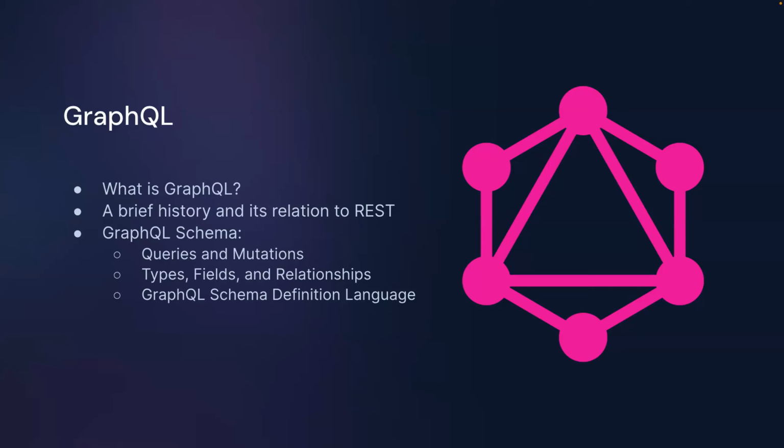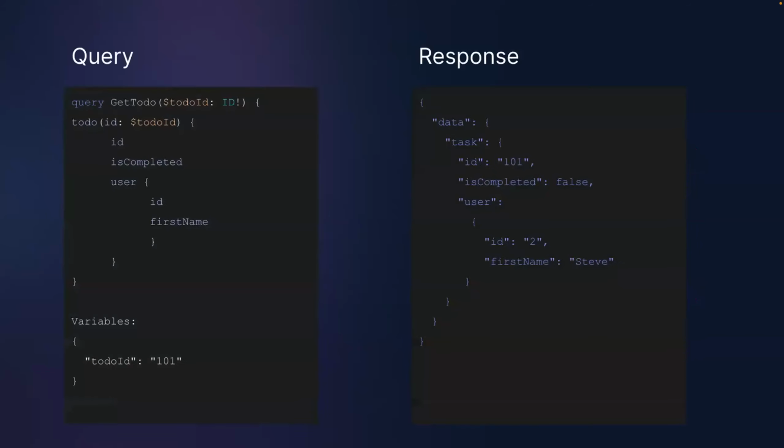GraphQL is a typed language where your entities have fields, those fields have types, and those entities have relationships to other entities. And that's all defined in your GraphQL schema definition language. And that looks like this.